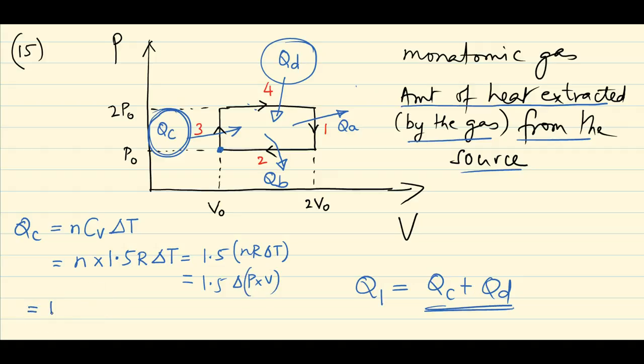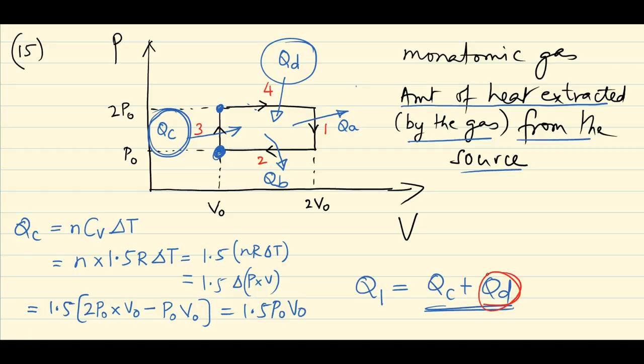So what I get is QC is 1.5 times delta P into V, which is 1.5 times P final V final. So we are talking about this particular point where the final pressure is 2P0 and the final volume is just V0 minus the initial value of P into V. It corresponds to this point, so P0 times V0. So this is nothing but 1.5 times P0 V0.